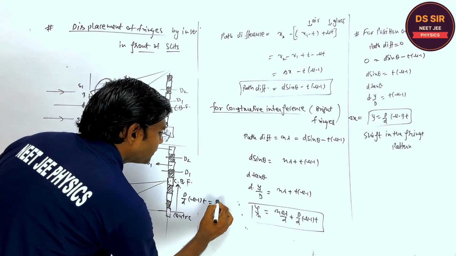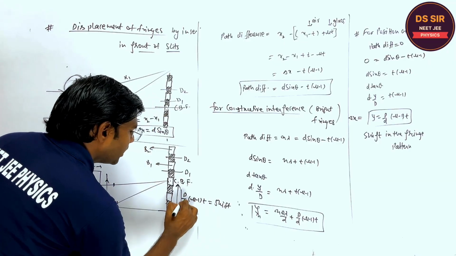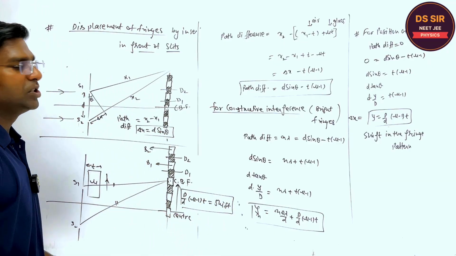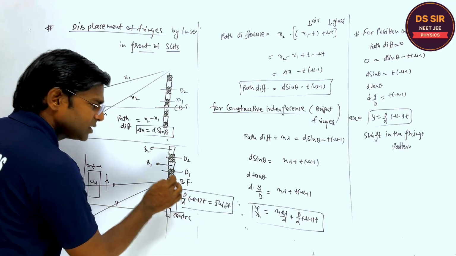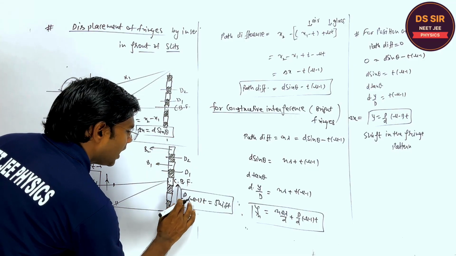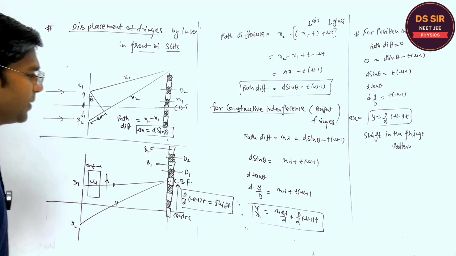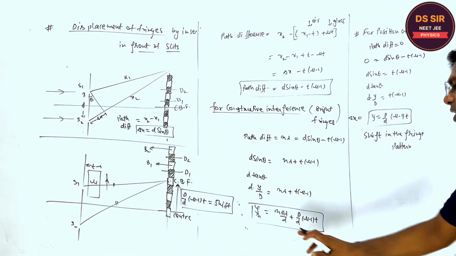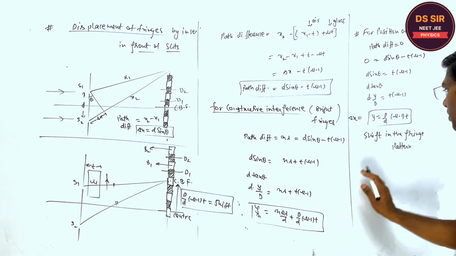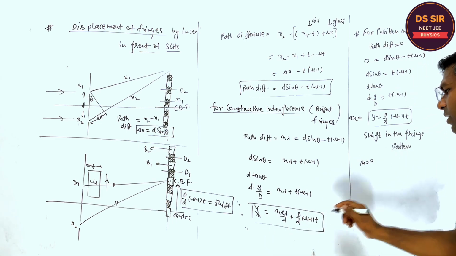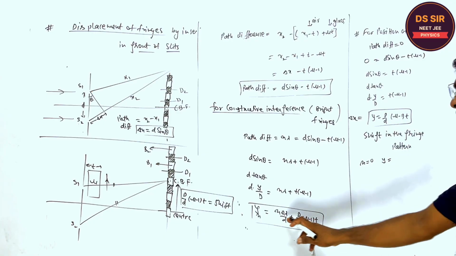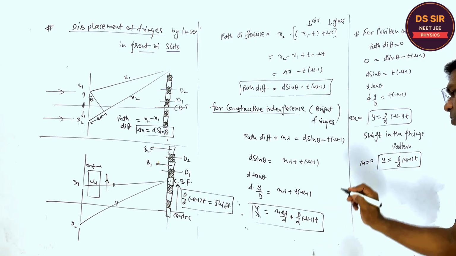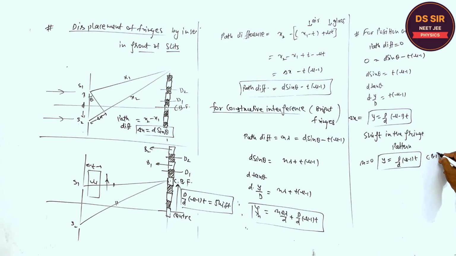And what is the shift? The shift you may write as D upon d into (mu minus 1) into t. So this is the shift in the fringe pattern. Sometimes this value is asked in many questions. Copy this. This is the position of the central bright fringe from the center. This can also be found by putting n equal to 0 over here: y is equal to D upon d into (mu minus 1) into t. This is the central bright fringe position.